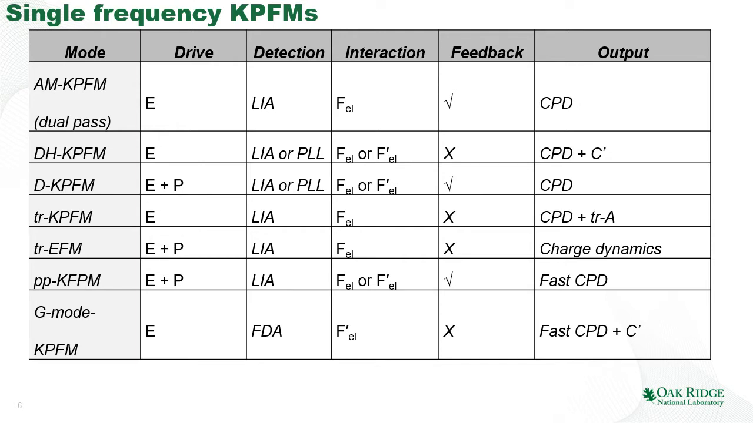We can have a dual harmonic KPFM, where the driving is still electrical. Detection can be lock-in or PLL. The interaction that we measure is electrostatic forces and force gradient. We don't have a feedback, but we measure the CPD plus capacitance. We can have the dynamic KPFM, so this is described here. We can have time-resolved KPFM and time-resolved EFM, which give us the information of the time dynamics. We have the other modes of the KPFM, which I'm going to go through in more detail.